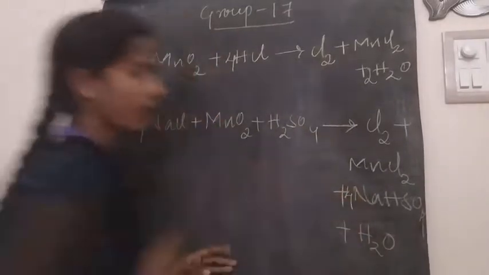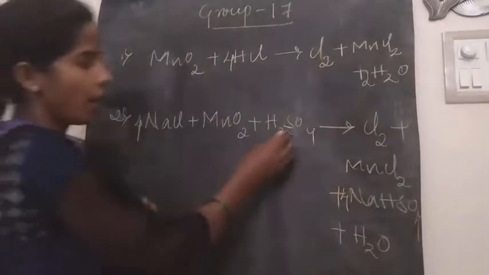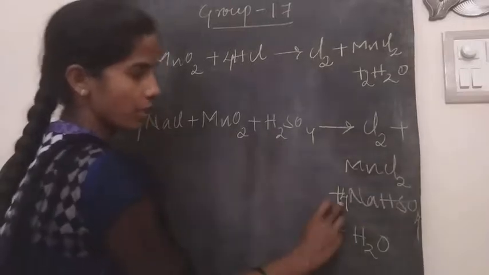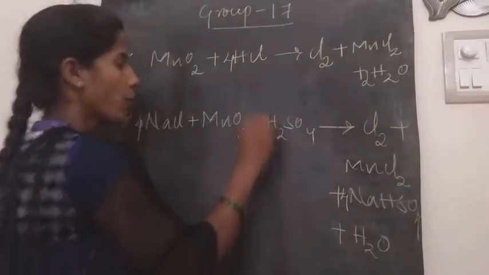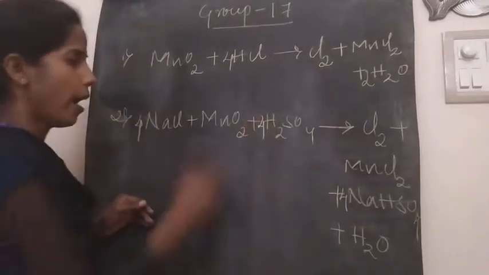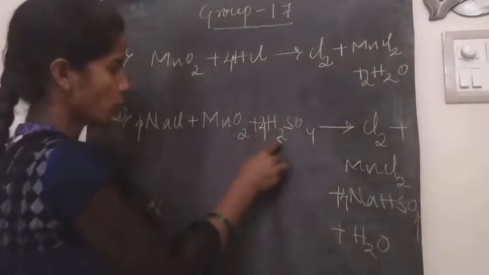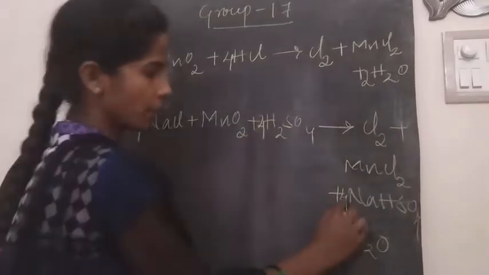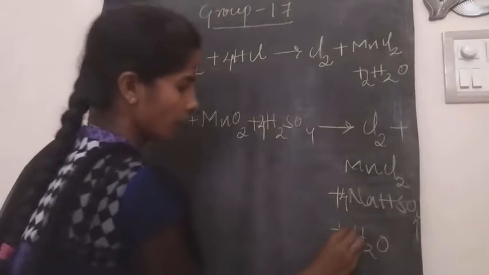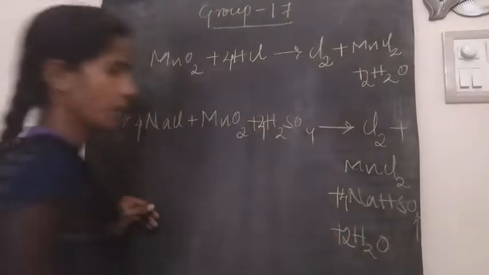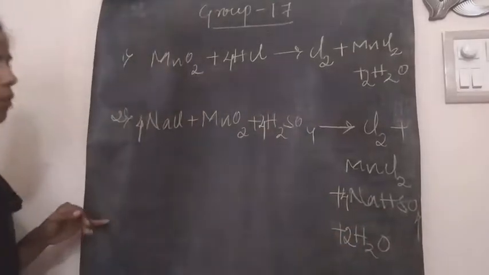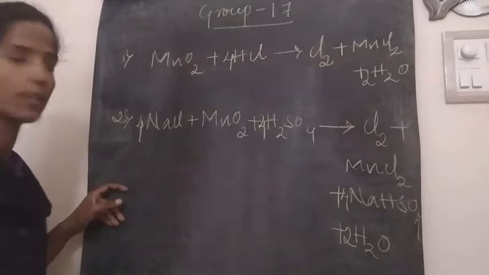Therefore 4 NaHSO4, and SO4, how many are there? 4. Therefore 4 H2SO4, hydrogen 4 twos are 8. Therefore 4 here, 2 H2O. Now the oxygen and hydrogen are also balanced.